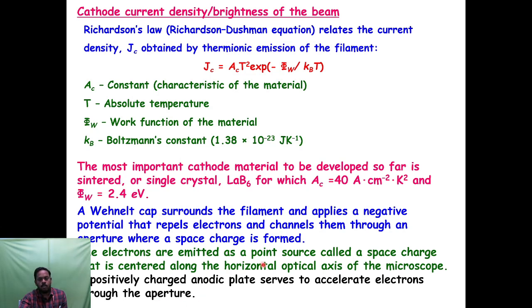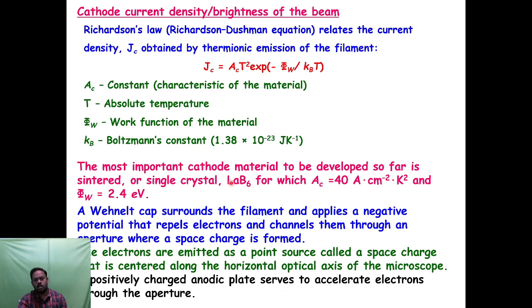The electrons are emitted as a point source called space charge, that is centered along the horizontal optical axis of the microscope, and the positively charged anodic plate serves to accelerate the electrons through the aperture. So once the electron beam is formed, it will be channeled towards the particular path, and the positively charged anodic plate serves to accelerate the electrons through the aperture.